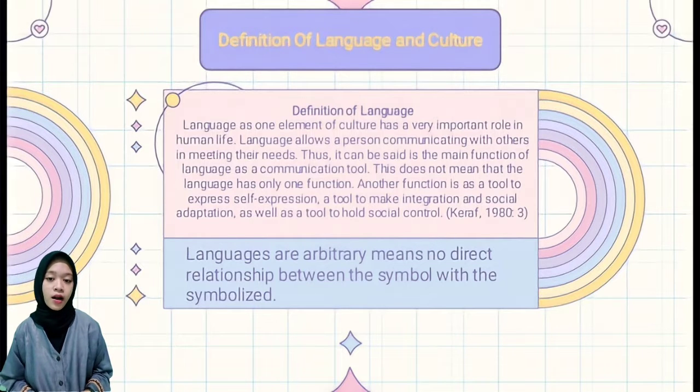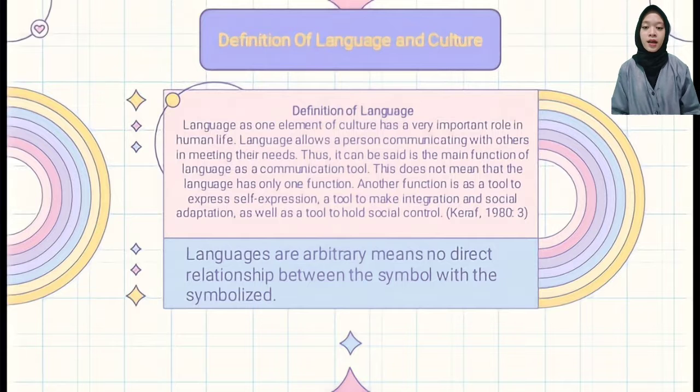Language is arbitrary, which means there is no direct relationship between the symbol and the symbolized. The symbolic emergence of an object is based on convention. However, even so, to be able to understand a language, it must be studied and used as a communication tool.